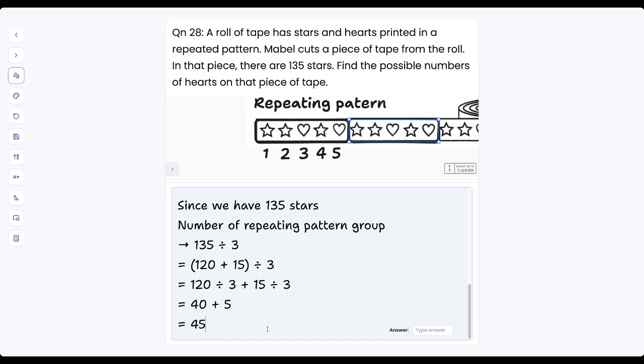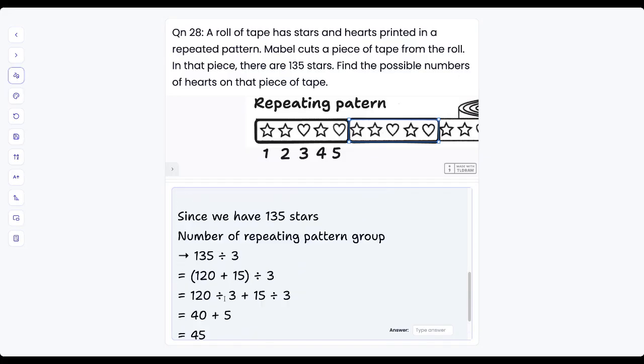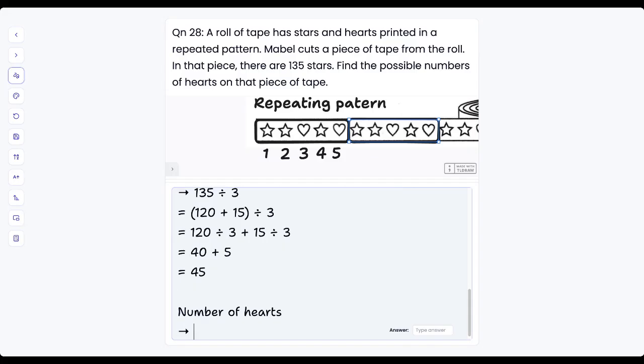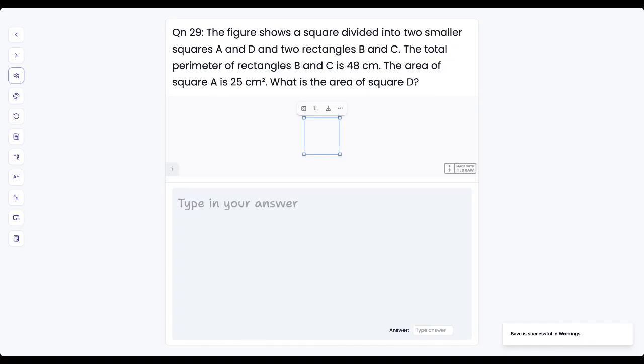Anyway, so find a possible number of hearts on a piece of tape. We have 45 groups. So the number of hearts, since we have 45 groups, is 45 times 2, which is equal to 90 in this case. There you go, that's the answer to this question. All right, so let's move on to the next question.